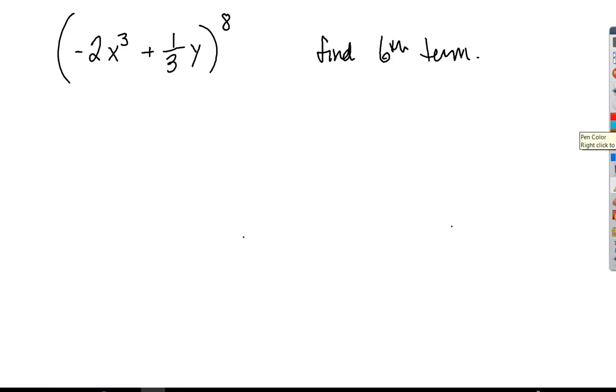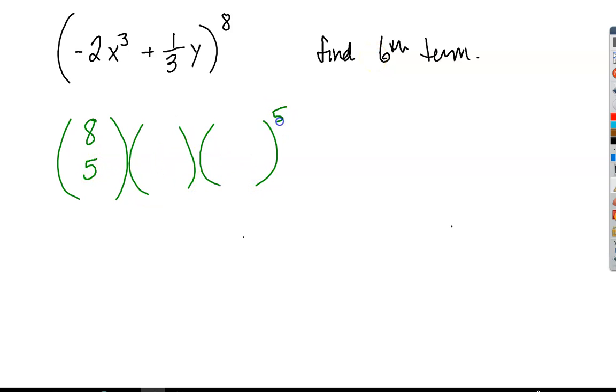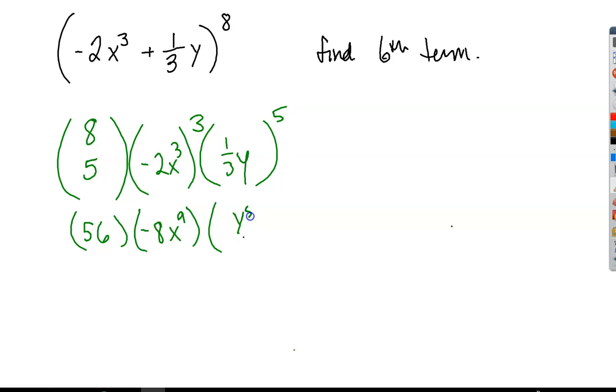Hopefully you've given this a shot. So if I want the sixth term, that would be 8C5. Remember, you start with a 0, so it's always one less, which means this guy is to the fifth. This guy, add up to 8, is to the third. Fill in your two pieces, and then start your work. So I have to do 8C5, 56. I'm going to do negative 2 to the third, which is negative 8, x to the 9th. Here I have y to the 5th over technically 3 to the 5th, so I'm going to leave it like that, 243 down here.